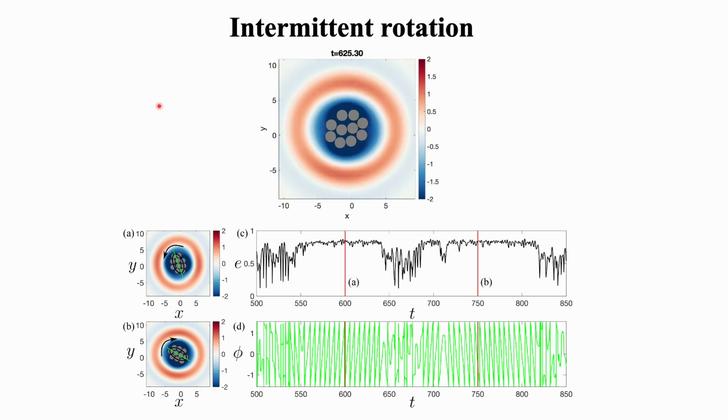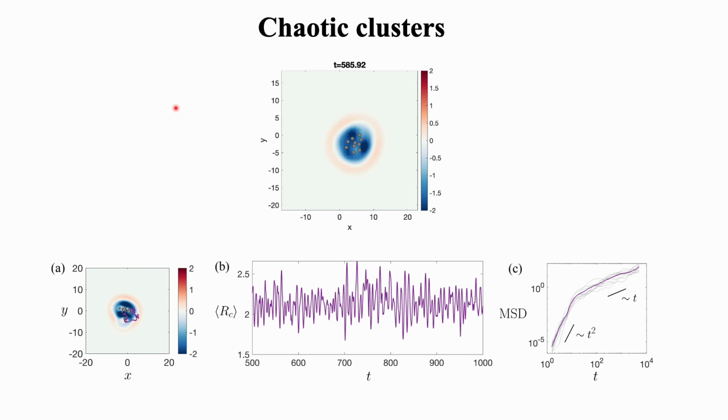In addition to the periodic collective excitations, we also find irregular chaotic modes as well. As you see in the example here, we have intermittent rotation where the droplet cluster changes its chirality from rotating clockwise to counterclockwise intermittently. And for smaller droplets, we find another type of chaotic motion where, as you see here, the droplets are moving chaotically within the cluster, but in addition to that, the center of mass of the cluster is also moving around, and we find that this motion is diffusive on longer time scales.